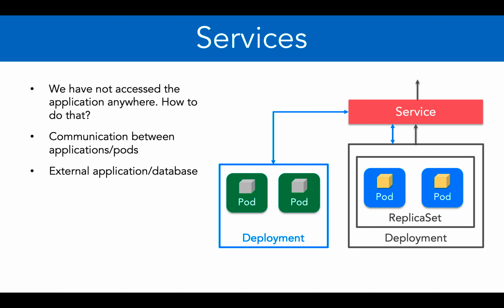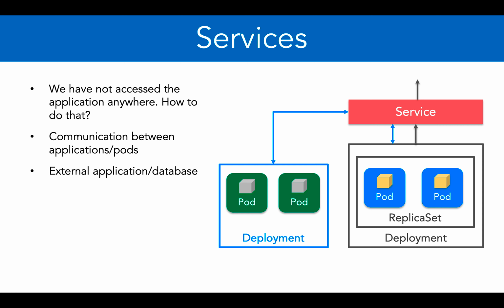There's one more purpose of services. Let's say you have an external application or database which you have set up on, let's say, either on AWS RDS or Google Cloud SQL or your on-premise database. Now your application needs to access that database. Now to do that also you'll have to create a service, and the service would point to the database which is sitting outside of your Kubernetes cluster.